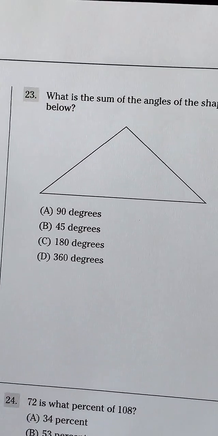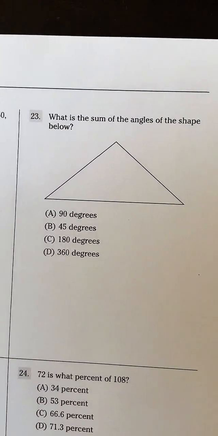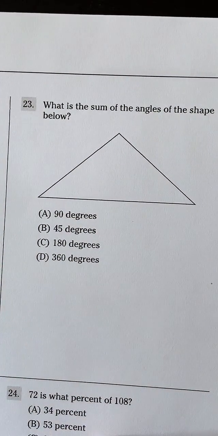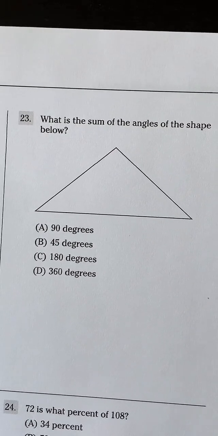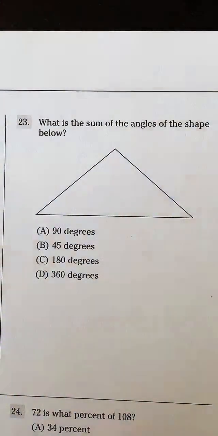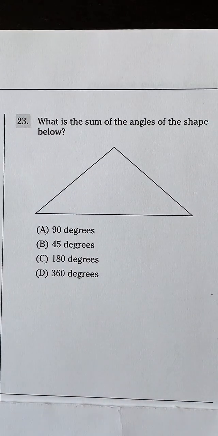All right. So let's take a gander at number 23. What is the sum of the angles of the shape below? We had this discussion yesterday, and I felt like people wanted to string me up, which was hilarious. Is it A, 90 degrees, B, 45 degrees, C, 180 degrees, or D, 360?